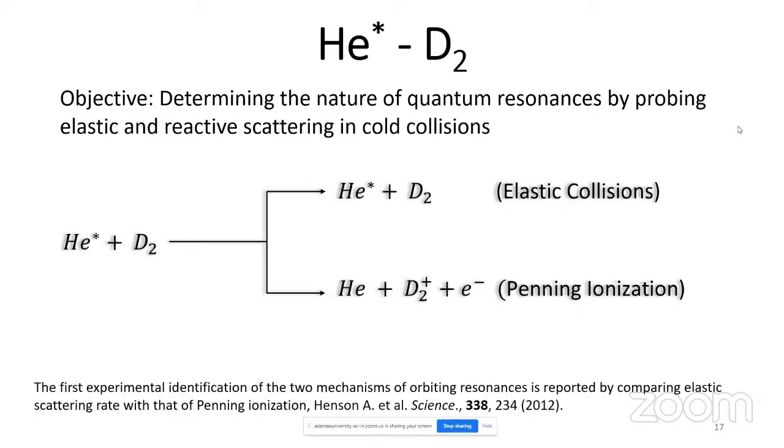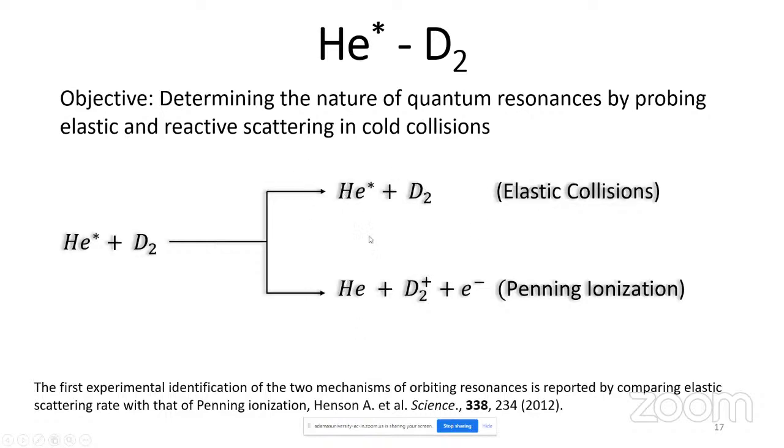Now, I will show you what we do experimentally. And for that, I will be describing the results of an experiment which we did. The objective of this experiment was determining the nature of quantum resonances by probing elastic and reactive scattering. So what we did was we took this system, that is we took metastable helium and we took D2. And then we will study two processes.